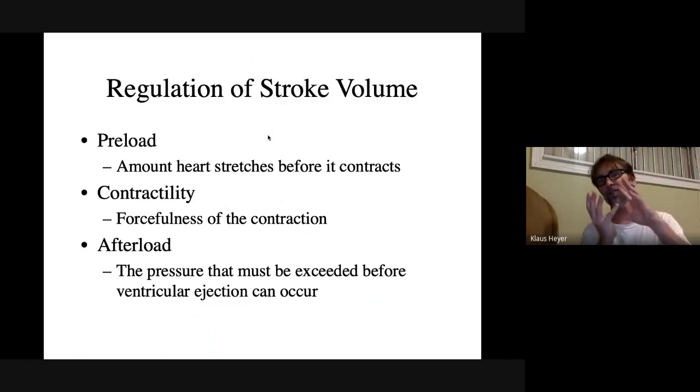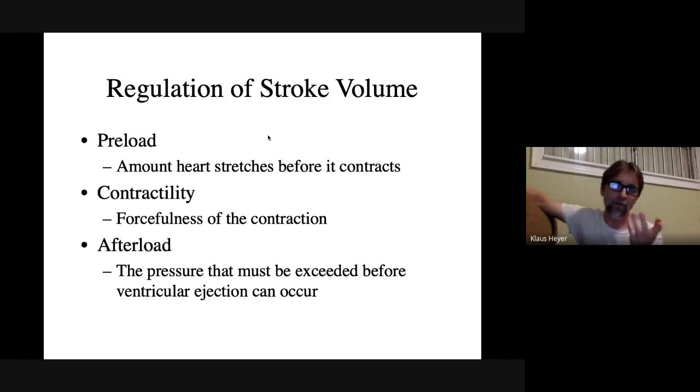So preload is the amount the heart can stretch before it contracts. It's important because with some people, their heart becomes less stretchy, like they have less elastic fibers, right? And so that's going to affect this. You can't stretch out your ventricle as much before you contract it. Contractility is just the forcefulness of the contraction.